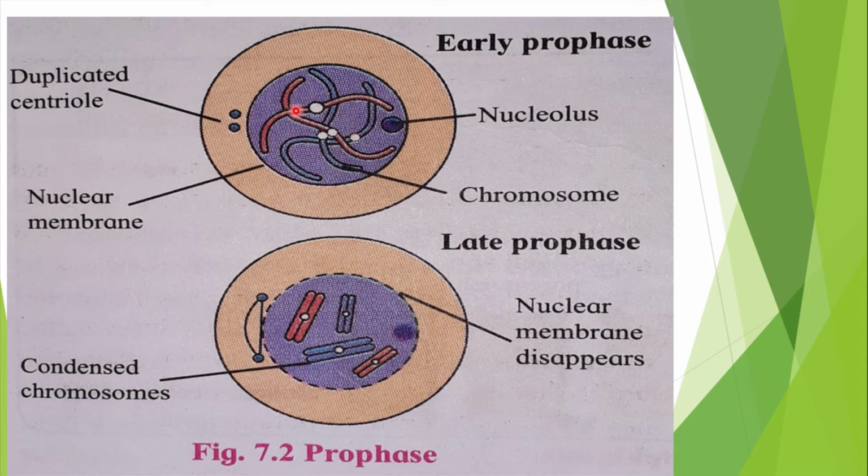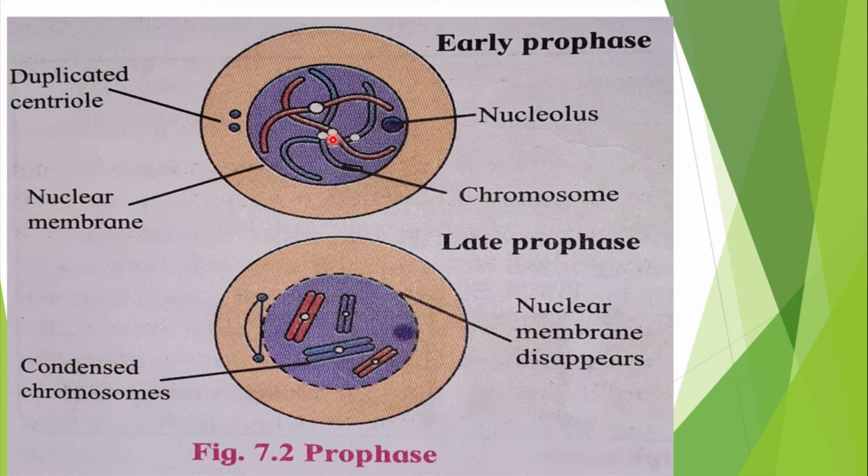Now what happens in prophase? The chromatin network gets condensed. Why is the condensation taking place? Because this chromatin network is going to convert into chromosomes, and only then will the division of chromosomes take place. So first of all, what is chromatin network?